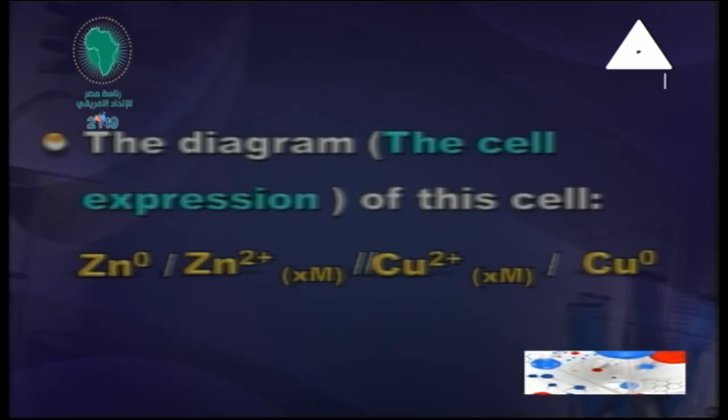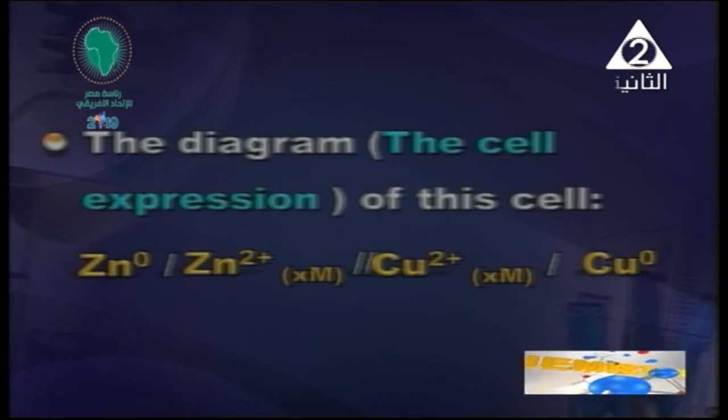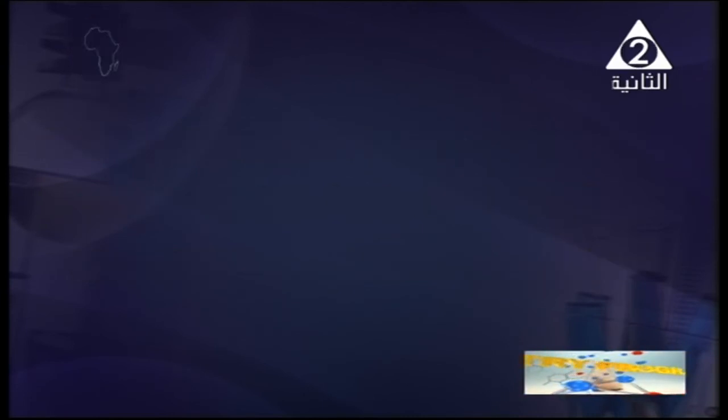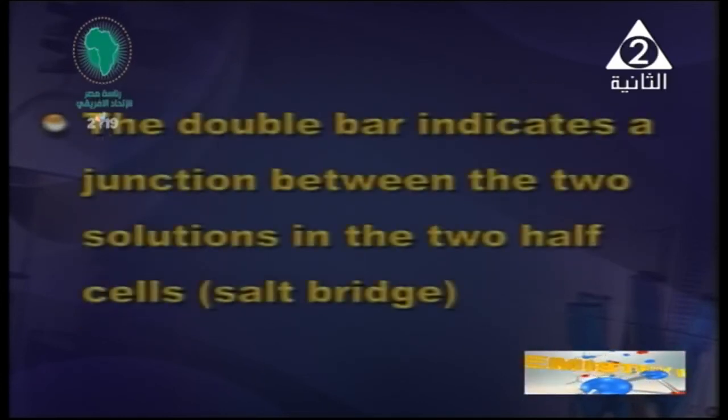You may be asked to write the reaction that takes place in this cell, or from the reaction you can write the diagram. The diagram of the cell represents the oxidation reduction reaction, and the reaction can be expressed by a diagram. Zinc changes into Zn2+, while Cu2+ changes into copper. The single bar indicates a junction between the electrode and the electrolytic solution of its ion. The double bar indicates a junction between the two solutions in the two half cells, the salt bridge.